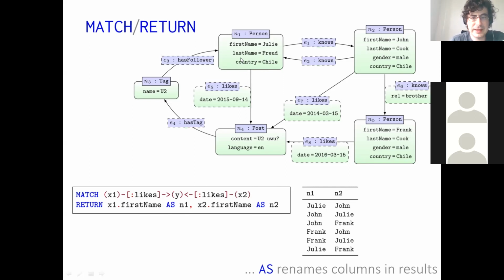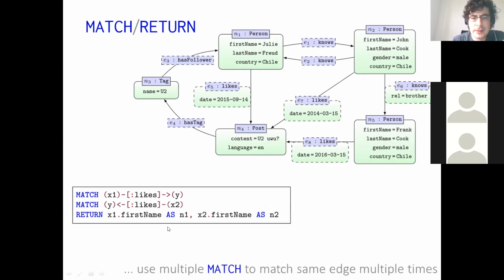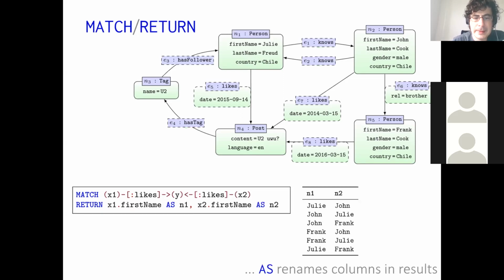So they all like the same post. Why don't we have Julie, Julie? Because we'd have to reuse the same edge twice. Okay, so we can't use E5 and E5 again. Is this okay? Any questions?